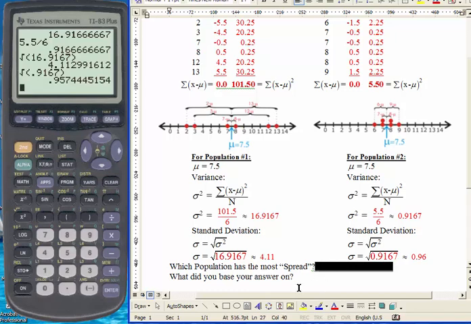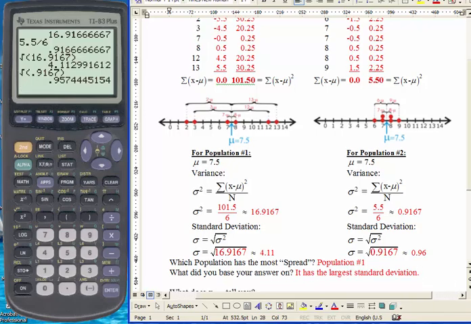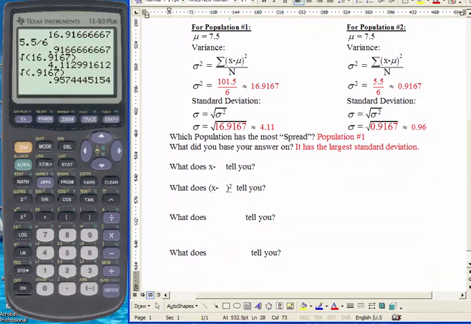And when you do it for different populations, you can tell which one has the most spread. So which one has the most spread? Population 1. The bigger the standard deviation, the bigger the spread. The smaller the standard deviation, the smaller the spread. And so, that's what we based our decision on. It had a larger standard deviation.